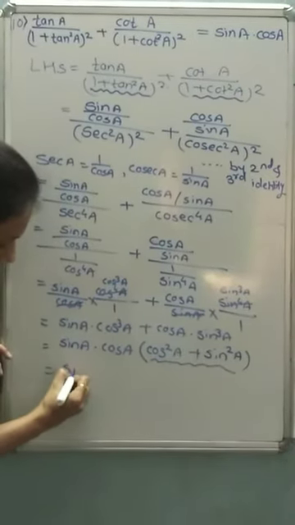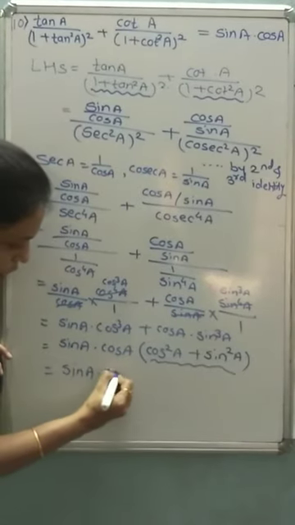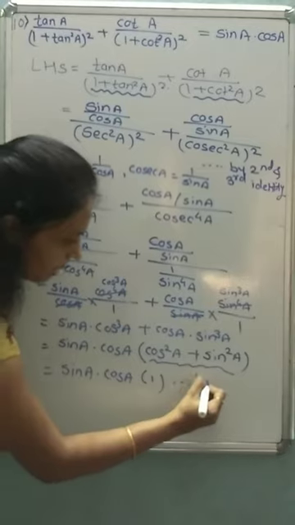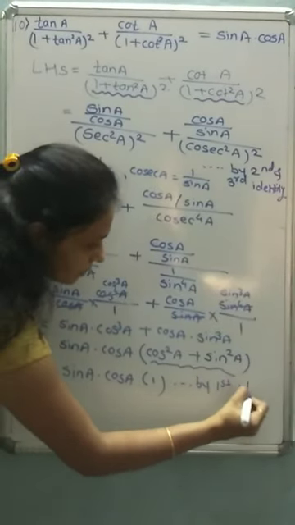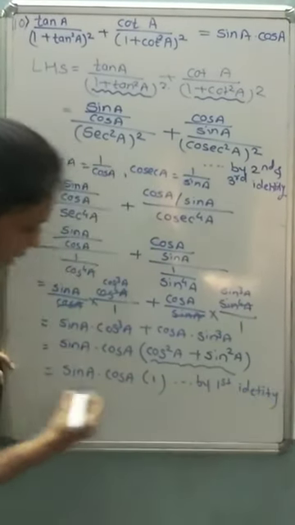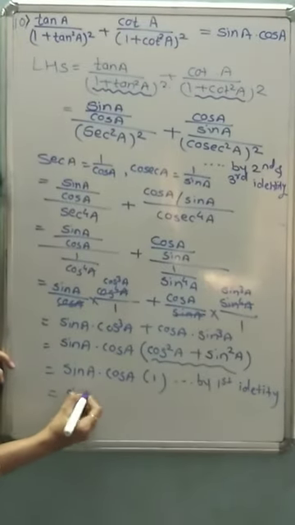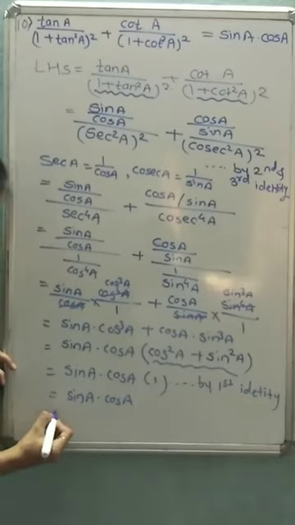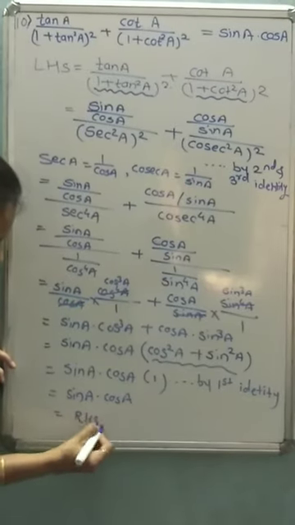to 1. Therefore, sin a into cos a into 1, by first identity. Therefore, sin a cos a, any number multiplied by 1 gives the same answer. So, sin a into cos a is equal to RHS. Hence, proved.